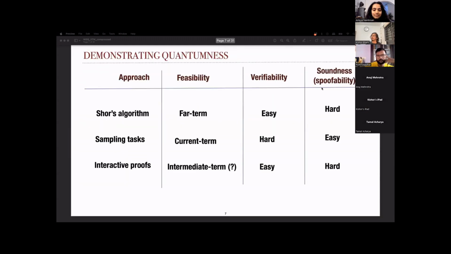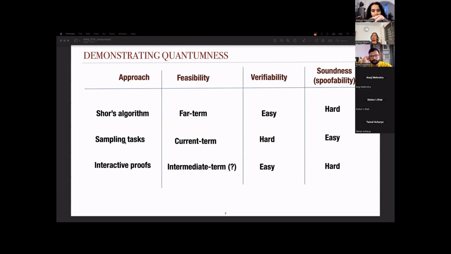There are three kinds of protocols at the moment. We want a protocol which is easy to implement, easy to verify, but hard to spoof. And at the moment, there is no such protocol. We have Shor's algorithm, which is easy to verify and hard to spoof under the assumption that factoring is hard, but Shor's algorithm cannot be implemented on the current-time devices.